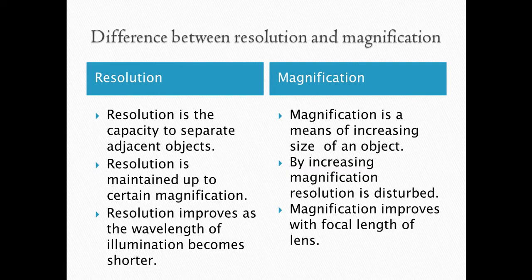Magnification is a means of increasing the size of an object. Second point: resolution is maintained up to a certain magnification. On the other hand, by increasing magnification, resolution is disturbed. The third point of resolution is that it improves as the wavelength of illumination becomes shorter. On the other hand, magnification improves with the focal length of the lens.